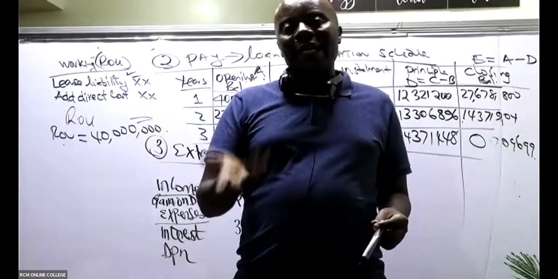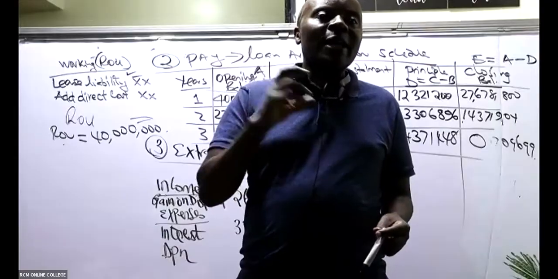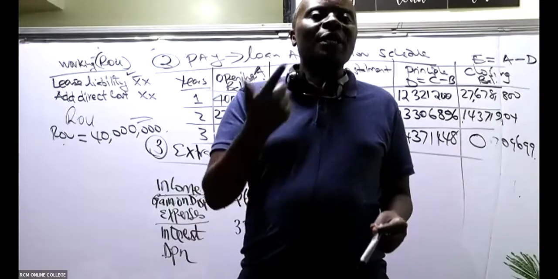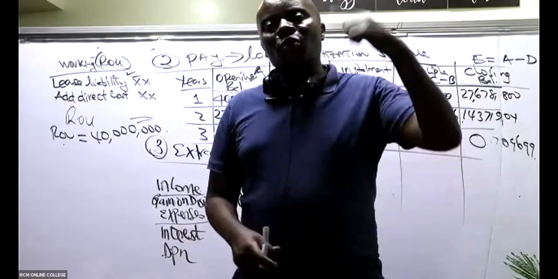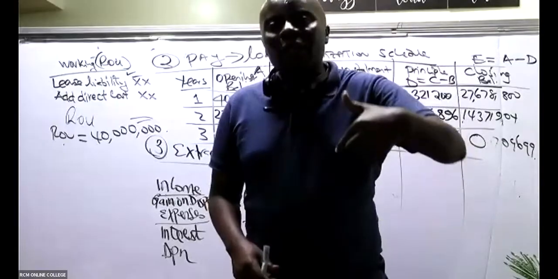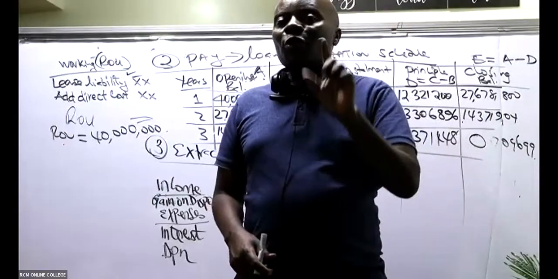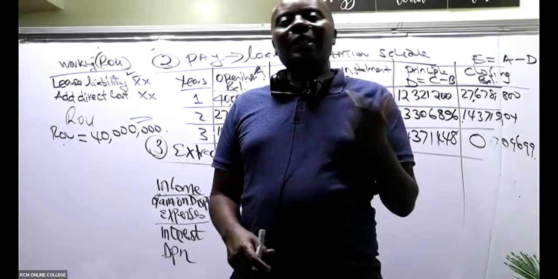Remember, an asset is any economic resource that has future economic benefits. Any economic resource that you own, you are able to control, and you are able to derive economic benefits from, and of course, those economic benefits can be measured reliably, then automatically, that's an asset.